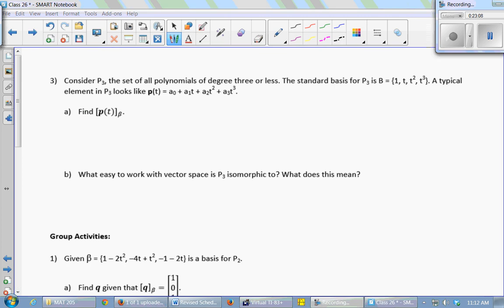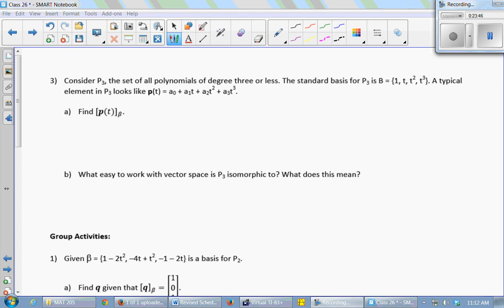All right, consider P3. This is the set of all polynomials of degree 3 or less. So the standard basis for P3 is 1, t, t squared, and t cubed. Linear combinations of these things will form cubic polynomials of degree 3 or less. So a typical element in P3 looks like a0 plus a1t plus a2t squared plus a3t cubed. So I want to find the coordinate vector of p of t with respect to the standard basis beta.